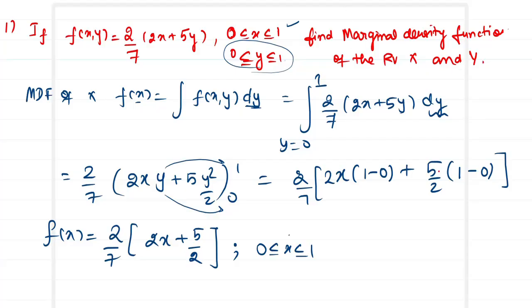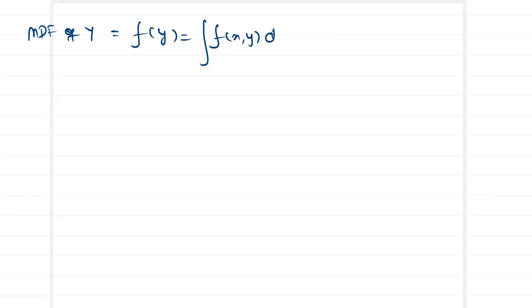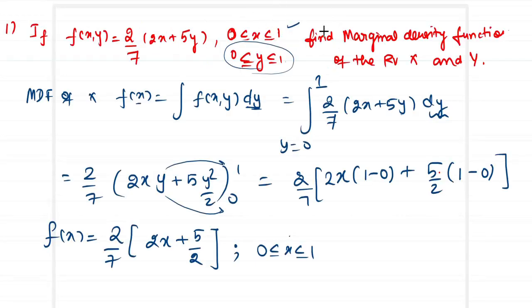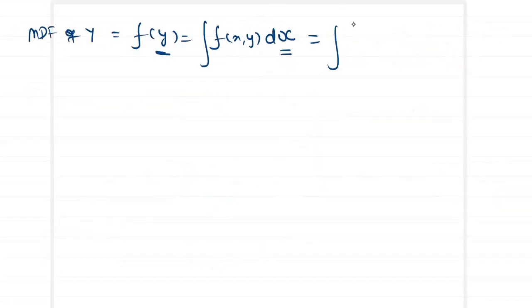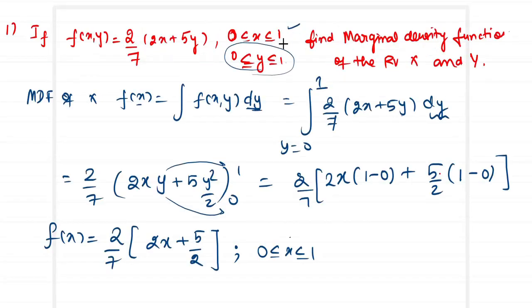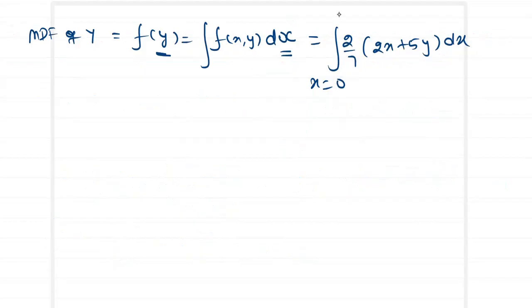Next, let us move on to find the marginal density function of the random variable y. This is given by f of y, which is the integral of f of x comma y with respect to the variable dx, because we know that if it is y, you will have to integrate with the opposite variable x. So this gives us the integral. The function to be integrated is 2 by 7 times of 2x plus 5y. Integrate with respect to x. Now, what is going to be the limit of x? The limit of x has been given as 0 to 1. So integrate it between 0 to 1.